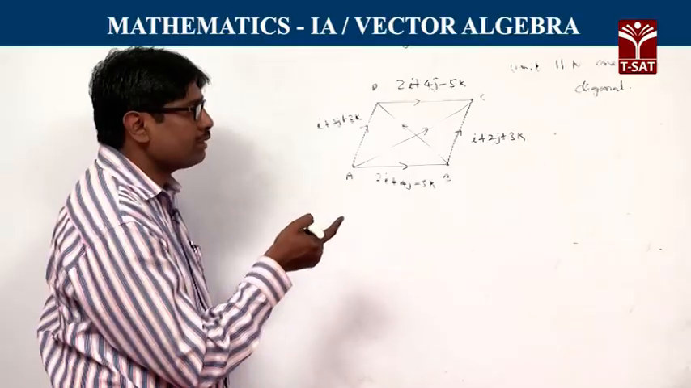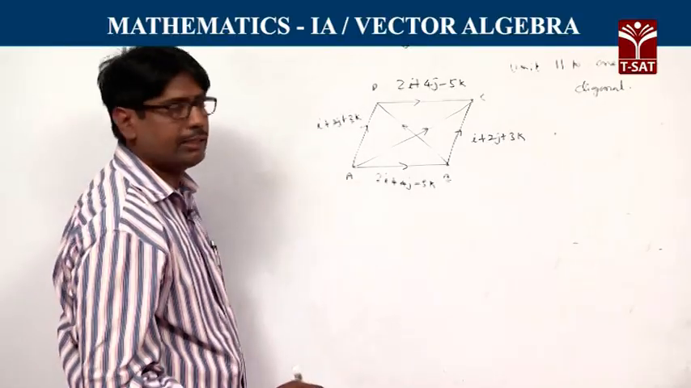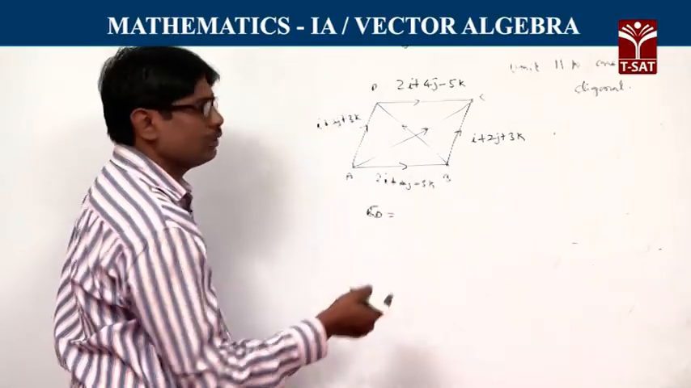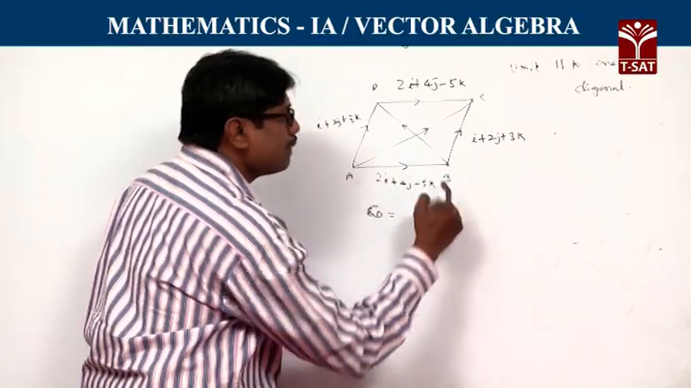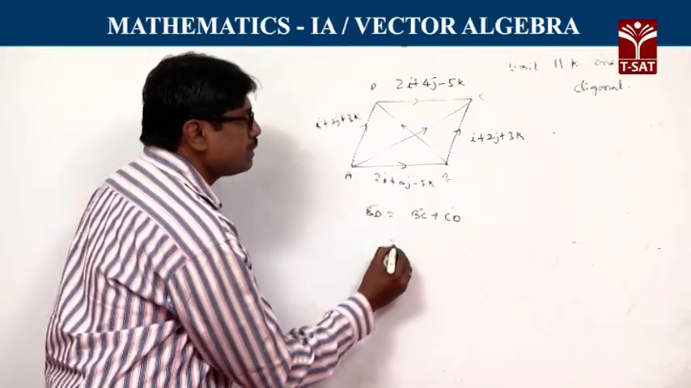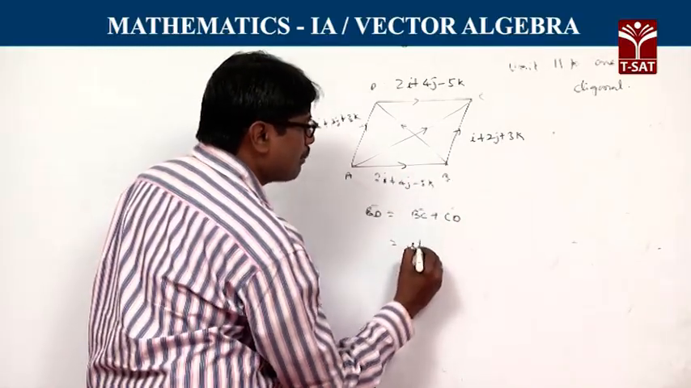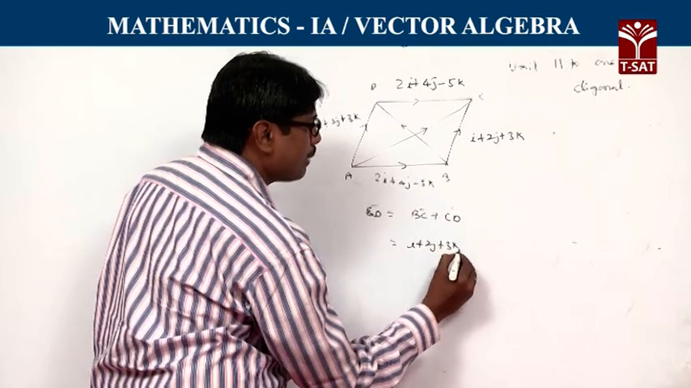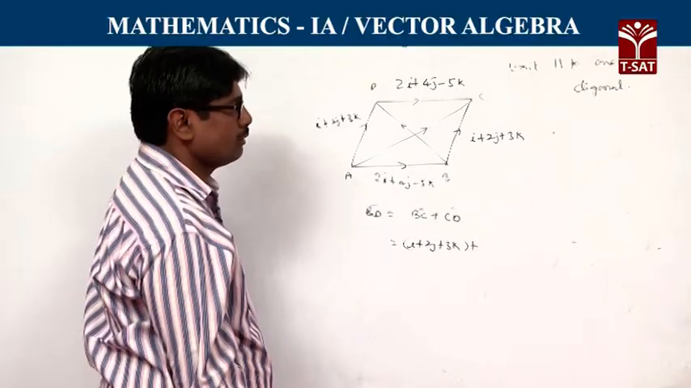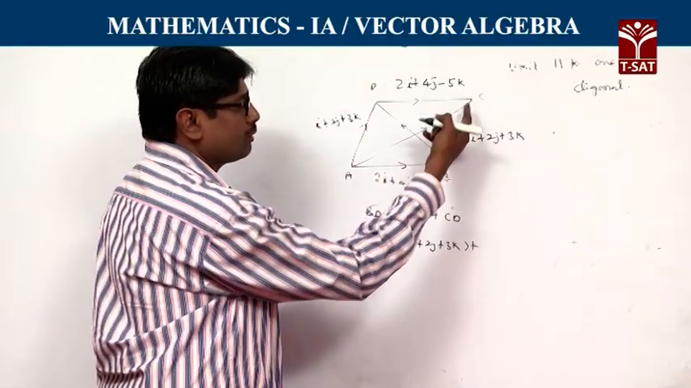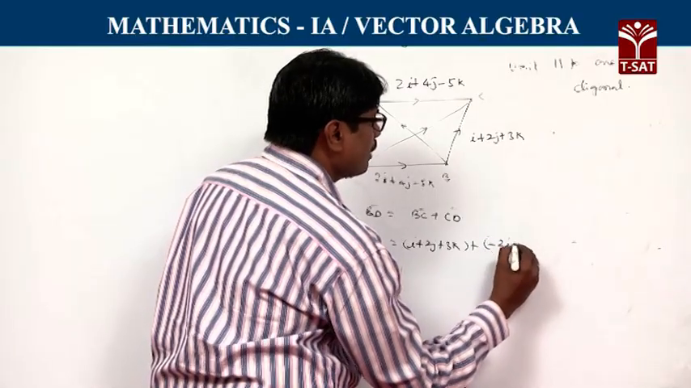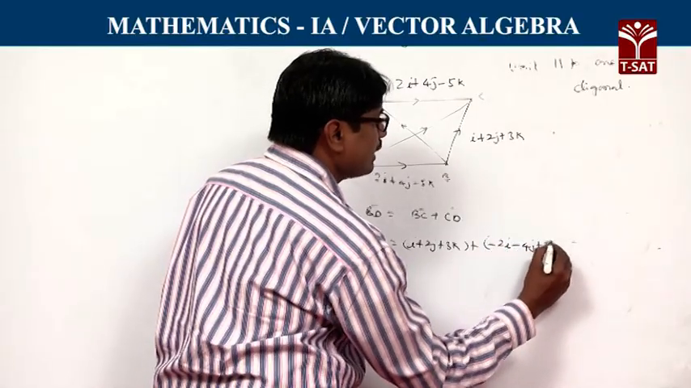Find the BD bar diagonal, then go for its magnitude vector. So the diagonal BD bar is equal to the side BC bar plus CD bar. BC bar is I bar plus 2J bar plus 3K bar, plus CD bar, which is in the opposite direction because this is DC bar. When we take the opposite direction, it will be minus 2I bar minus 4J bar plus 5K bar.